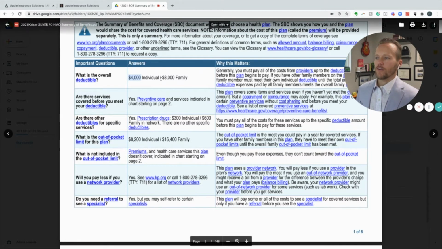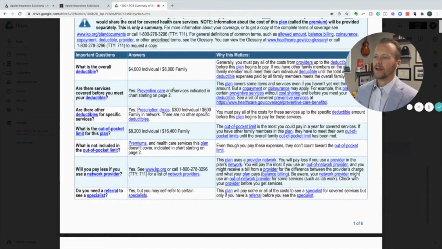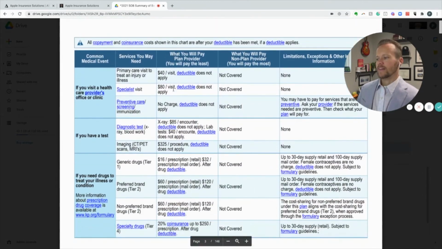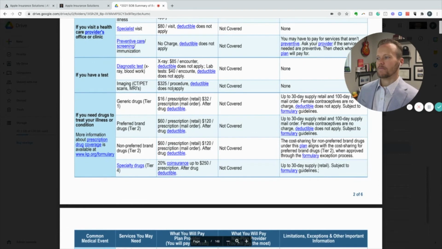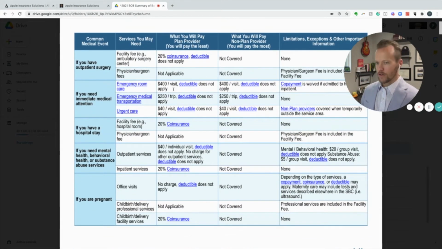Now, for a family, your entire family, it's an $8,000 deductible for this silver plan. So if you have two people, that makes sense: 4,000 plus 4,000 equals 8,000. If you have 5 or 6 people in your family, it's the same overall deductible for your family, which is quite nice. Now, if you are in the hospital, that's when you would have to start thinking about your coinsurance. So we'll go back down here to the third page of your summary of benefits.